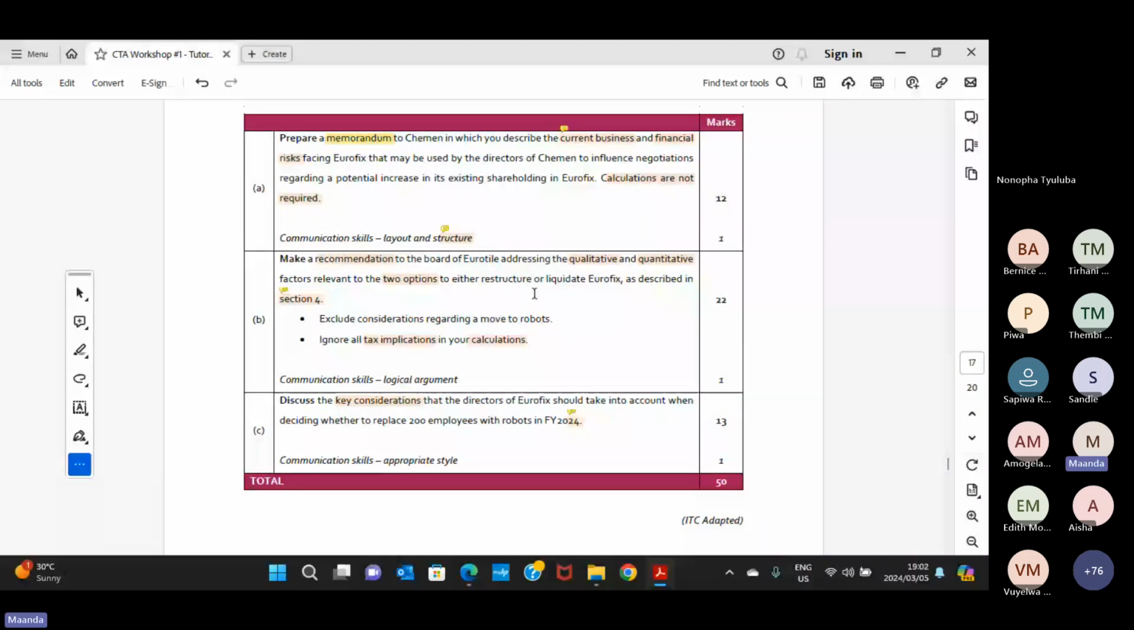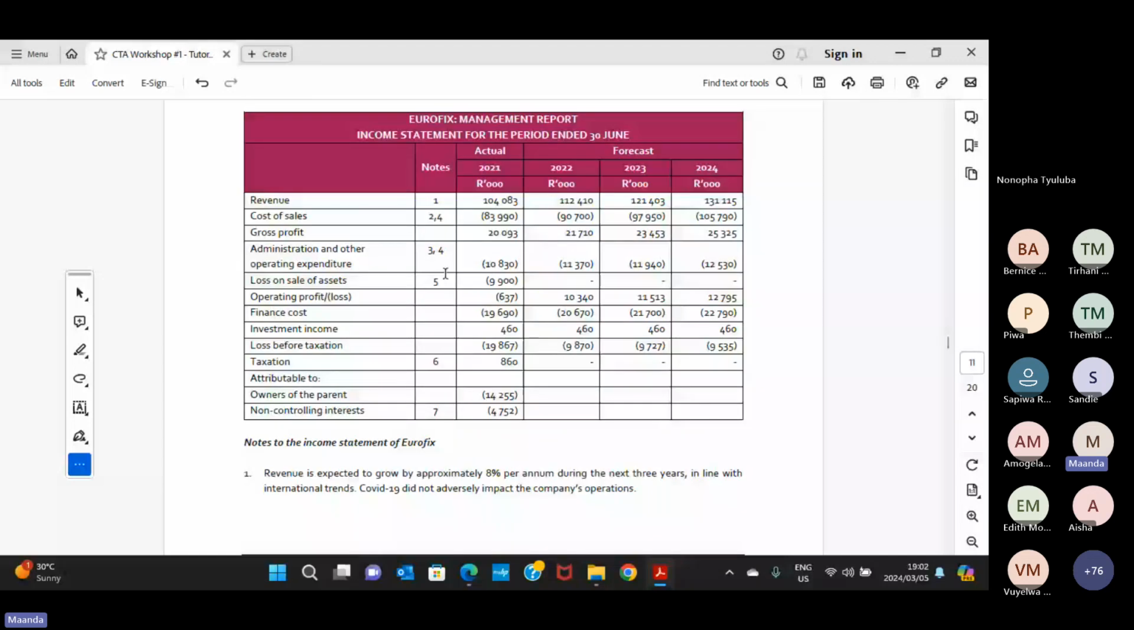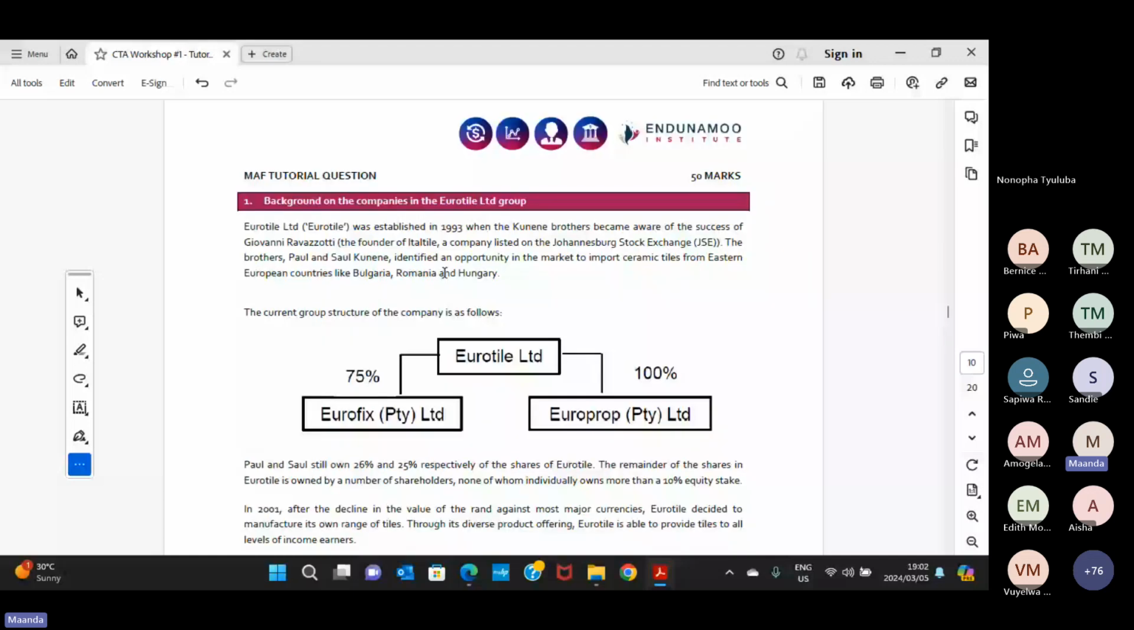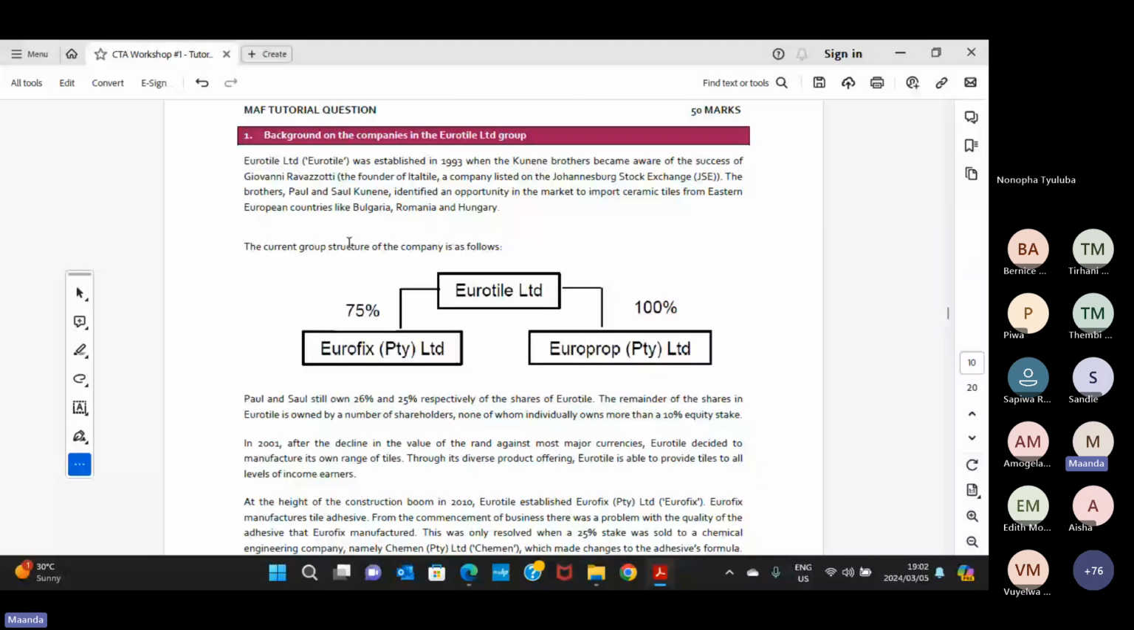So let's then go to section 4. So maybe let me just read the background of the company, and then we can go to section 4. We are told that Eurotile was established in 1993 when the Kunene brothers became aware of the success of Giovanni, the founder of Italtile, a company listed on the JSE. The brothers, Paul and Saul Kunene, identified an opportunity in the market to import ceramic tiles from the Eastern European countries, right? So they got this opportunity.